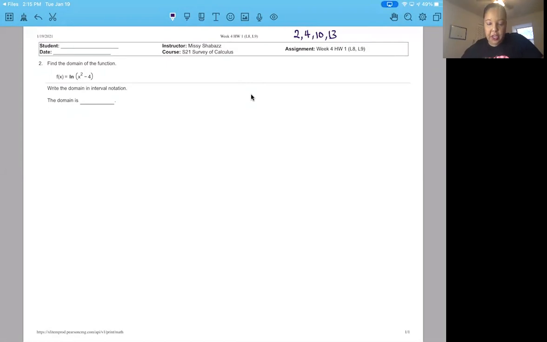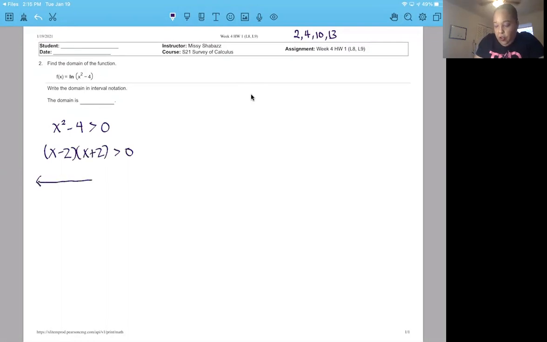So first question is find the domain of the function natural log of x squared minus 4. All right, so we need everything inside the natural log to be greater than 0, not greater than or equal to, but greater than 0. So I need x squared minus 4 to be greater than 0. I'm going to factor that quadratic, so x minus 2, x plus 2.